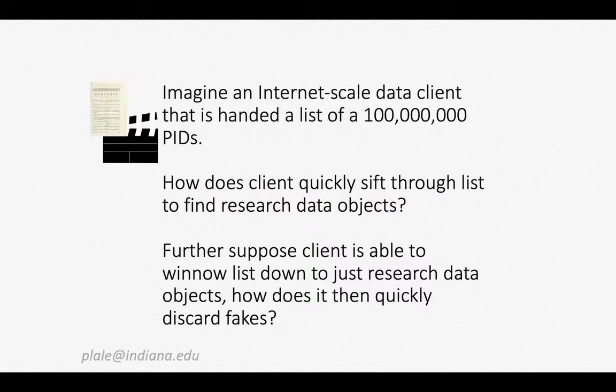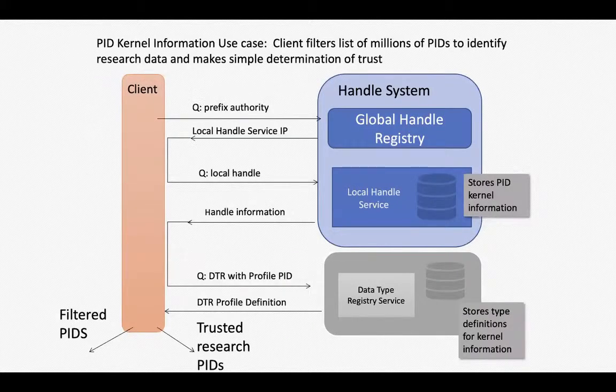So if you imagine the internet scale data client is handed a list of 100 million PIDs, how does it quickly sift through the list and find data objects, and further suppose the client is able to winnow that list down to just research data objects, how do they quickly discard the fakes? And that's one of the questions, the real high level sorting that we have delved into, especially with the airbox data. And how it would do it is something along this line.